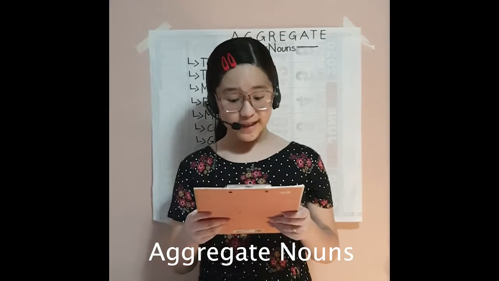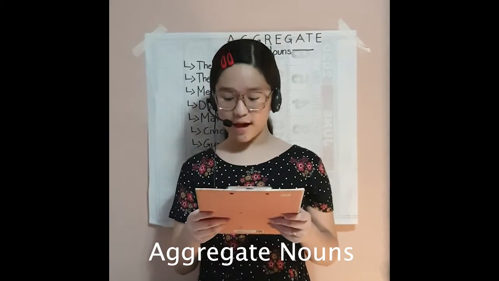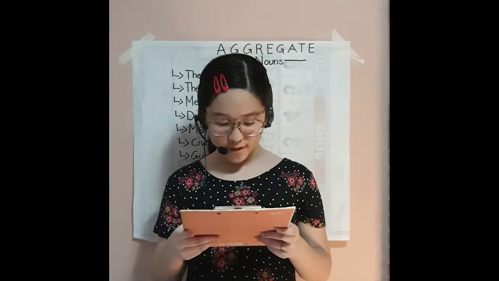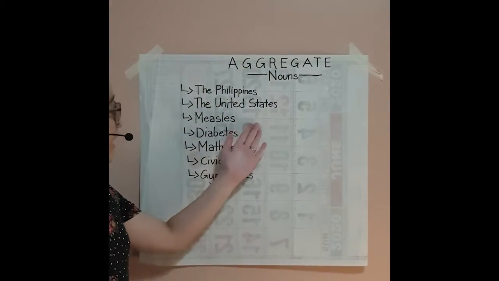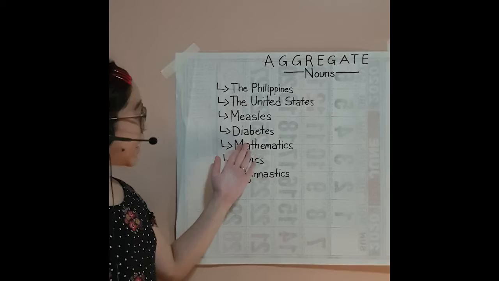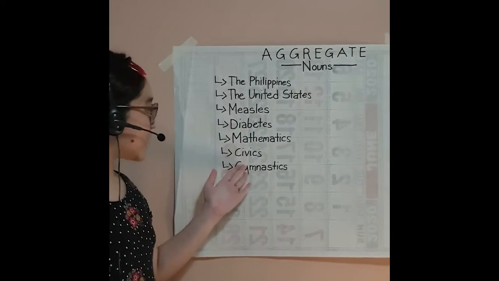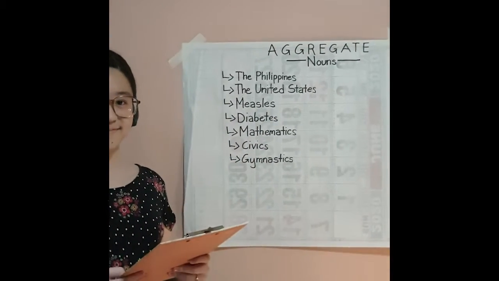Let's move on to aggregate nouns. What are aggregate nouns, you ask? Aggregate nouns are nouns that are plural in form but singular in meaning. To form their plural, we simply add counters, quantifiers, or adjectives before them, just like in binary nouns. Here are some examples of aggregate nouns: the Philippines, the United States, measles, diabetes, mathematics, civics, and gymnastics.